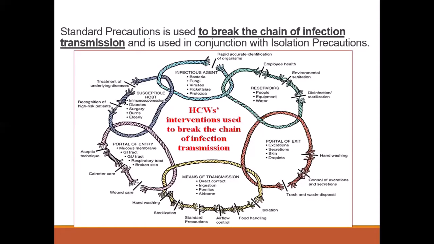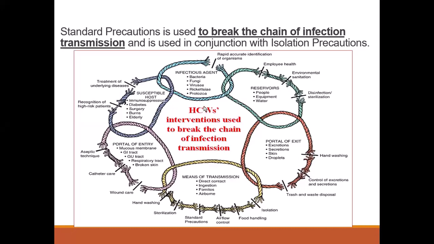It is also important to know the concept of infection prevention, which is to know the 6 components of the chain of infection. So the 6 components are infectious agent, as you can see here, reservoir, portal of exit for the pathogen, means of transmission, portal of entry, and susceptible host.